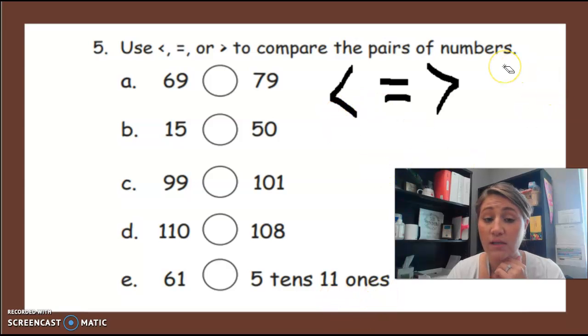Make sure you're using these symbols inside of the circle to compare. Alligator always wants to eat the greatest number.